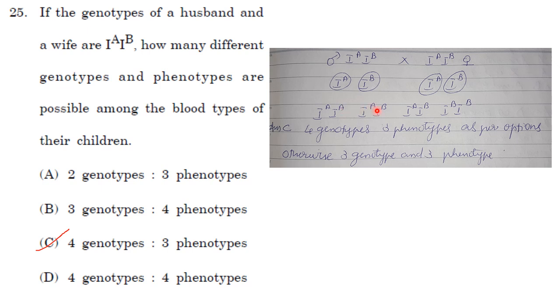IA, IB and IB. These are the 3 genotypes. But as per the options, they have given 4 genotypes because they have taken IB also, both of them into consideration. So 1, 2, 3 and 4 genotypes and 3 phenotypes as per the options. So the answer here will be 4 genotypes, 3 phenotypes. Answer is option C.